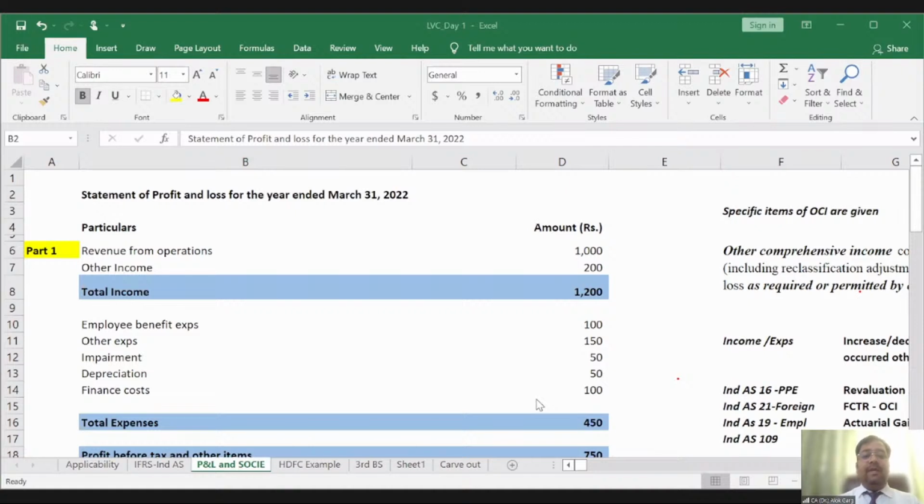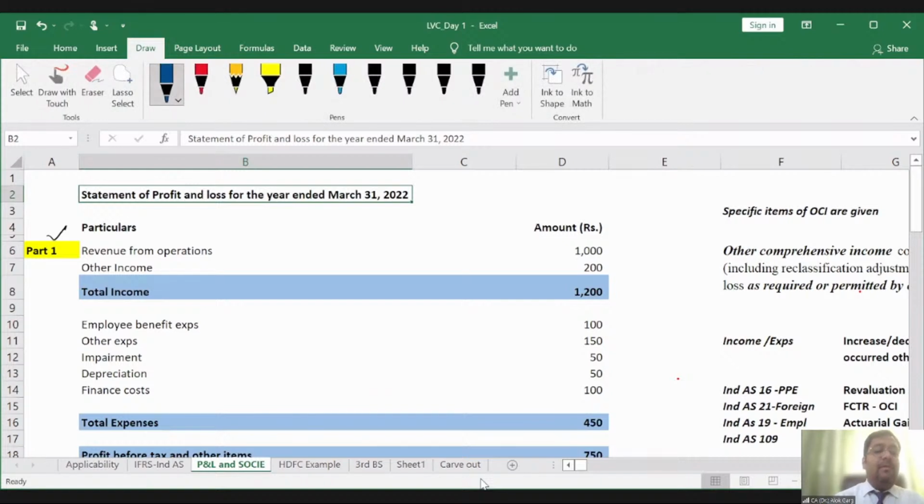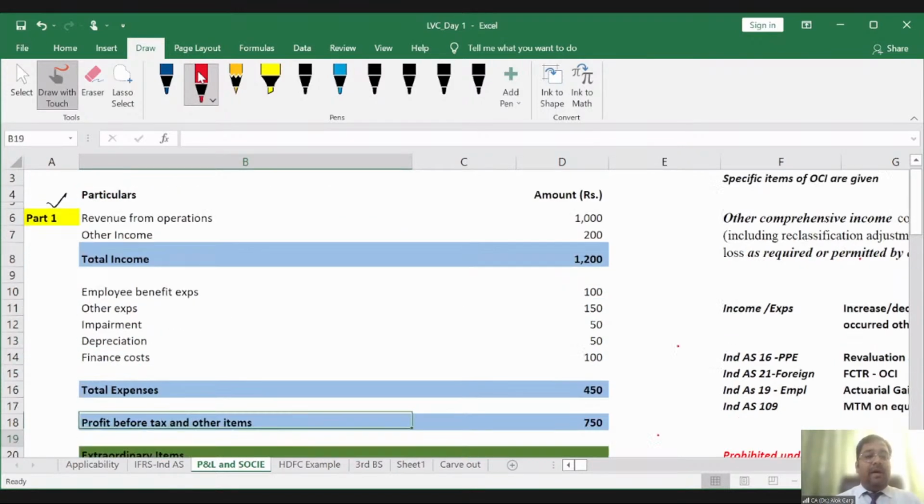in statement of P&L, I have drafted one statement of P&L so that you will be able to understand properly. Because being CA final students, you must have seen the financial statements so far, or you must have prepared the financial statements in your articleship period, or you must have audited the financial statements in your articleship period, right? So friends, I have bifurcated this P&L into part 1 and part 2. Let's discuss part 1.